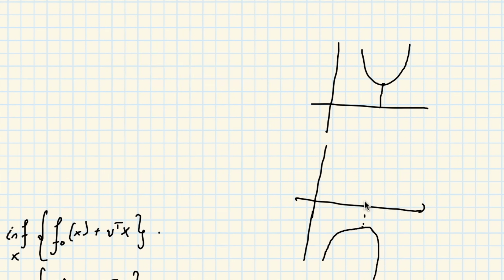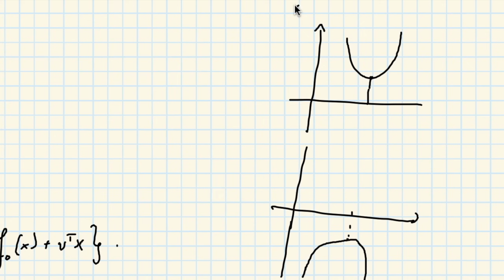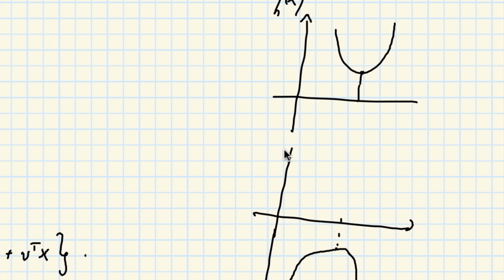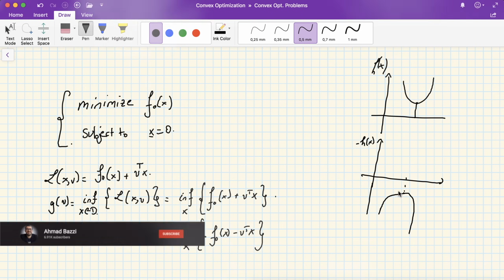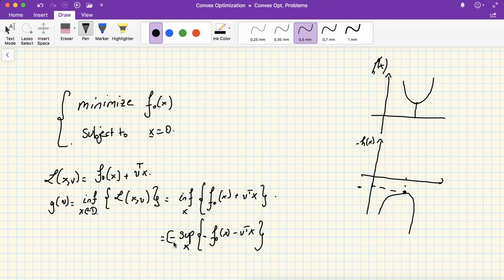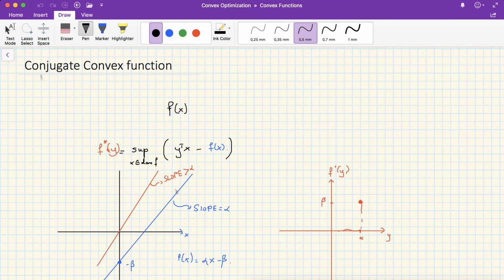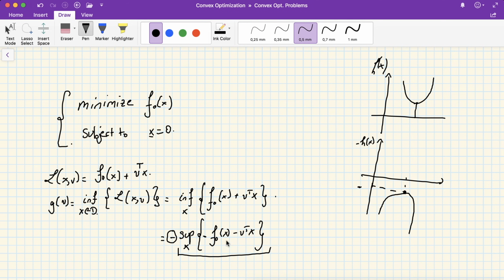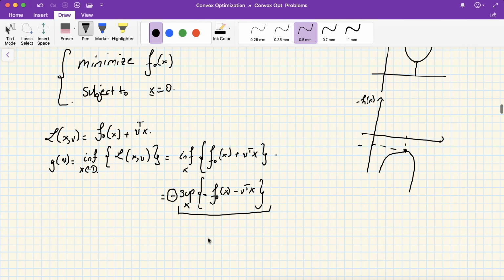So now, if this is the function h of x, for example, this is minus h of x. Instead of looking for the infimum, I'll look for the supremum, and the supremum happens to be the negation of the infimum. So that's why there's another minus over. Now, what is this function over here? If we go back to the section of the course on the conjugate of a convex function, we can see that the supremum over x of y transpose x minus f of x is in fact the conjugate function of f of x. So here we've got the same form, actually.